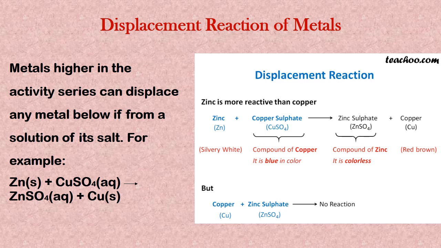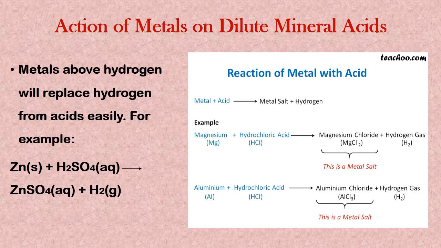And if you try to displace zinc with copper, there will be no reaction. Why? Because zinc is above copper in the activity series. Now moving along, let's look at one more example. Action of metals on dilute mineral acids.